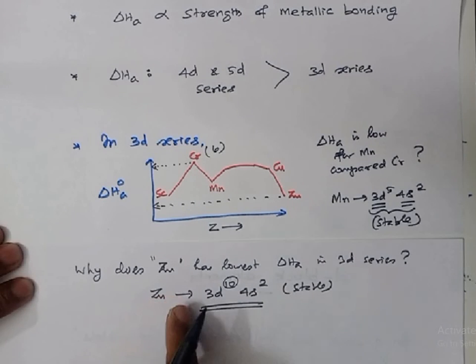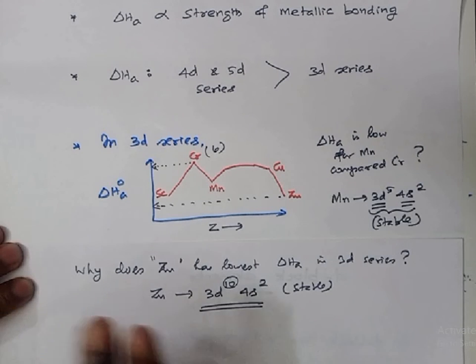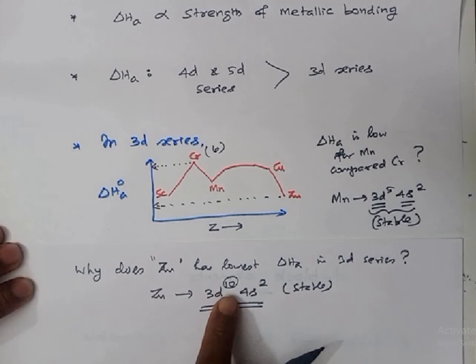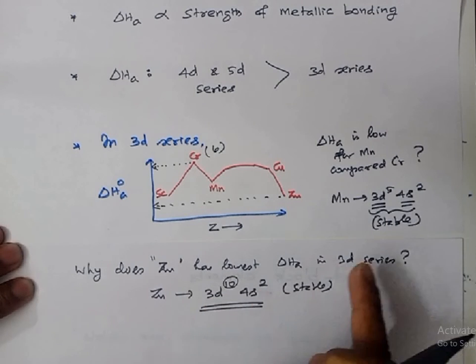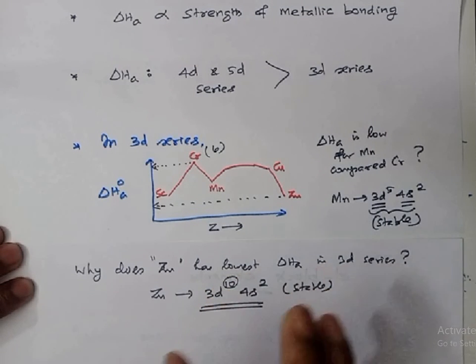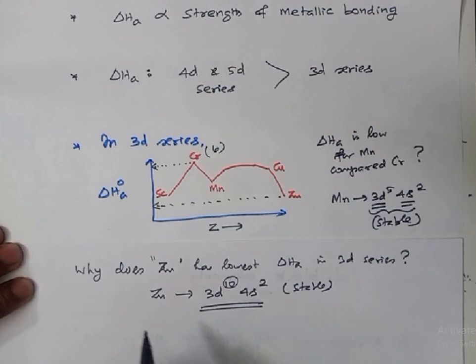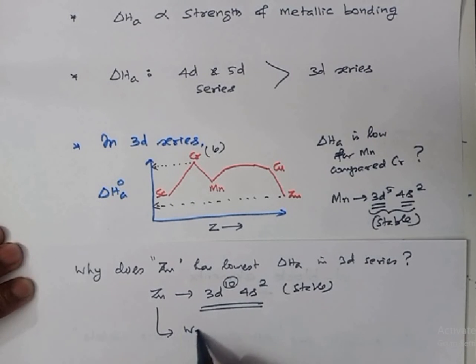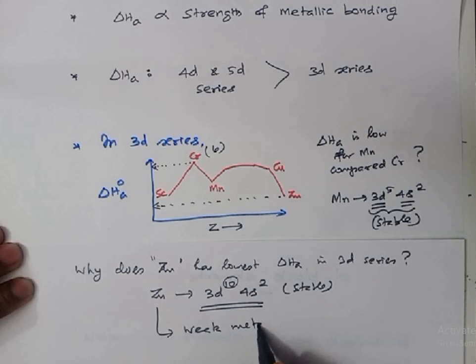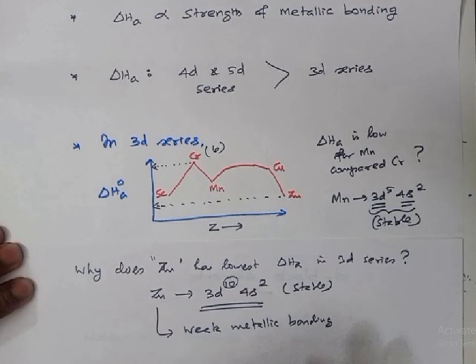I told you in the last class, zinc is an example of a soft metal. Zinc, cadmium, mercury, these are all soft metals. So the involvement of the electrons in the d subshell in metallic bonding is comparatively very low. So metallic bonding is weak in zinc. Note down this, very important, students: zinc has weak metallic bonding, therefore enthalpy of atomization is lowest.